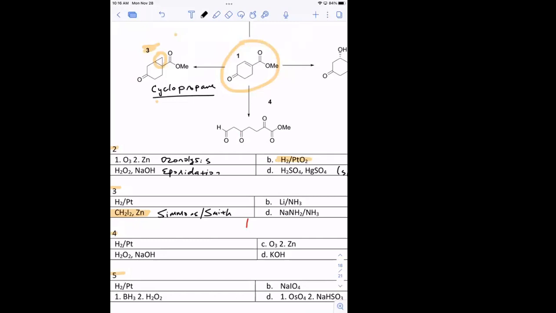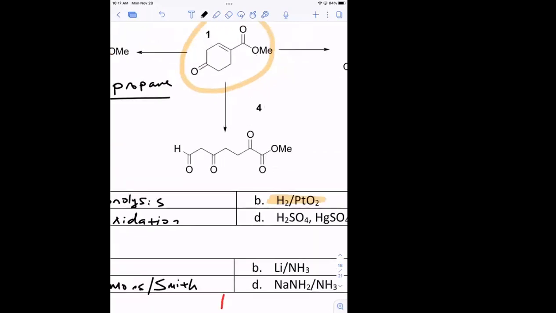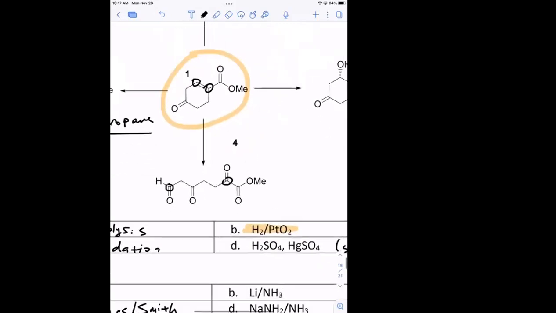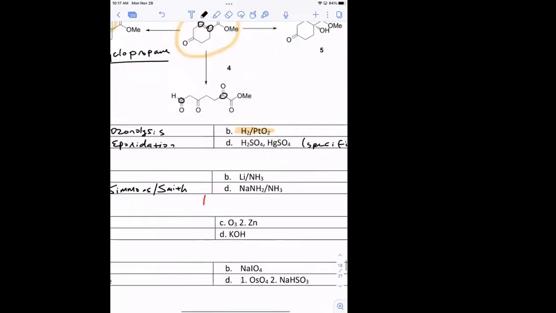So the double bond is gone, right? But if you notice, where the double bond is up here is between these two carbons. Here and here. And in the product, one of these carbons is here. The other one is here. And both of those carbons have been converted into carbonyls. So that's that reaction. I'm gonna give you this one too, because we only saw it once.